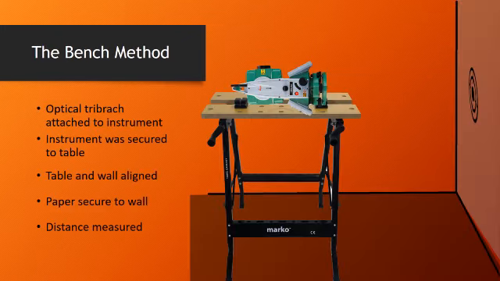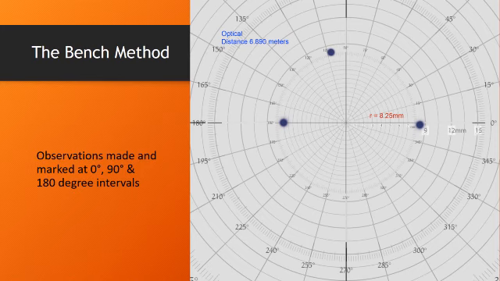We used the bench method first to test this optical tribrach. We secured the instrument on the desk and placed a target on the wall. We rotated the tribrach through 90 and 180 degrees, and another person marked the points on the target corresponding to what we saw through the sight.